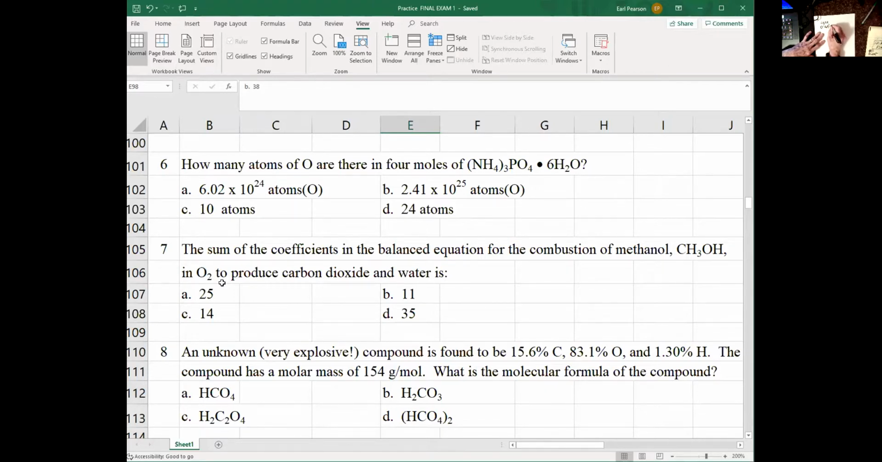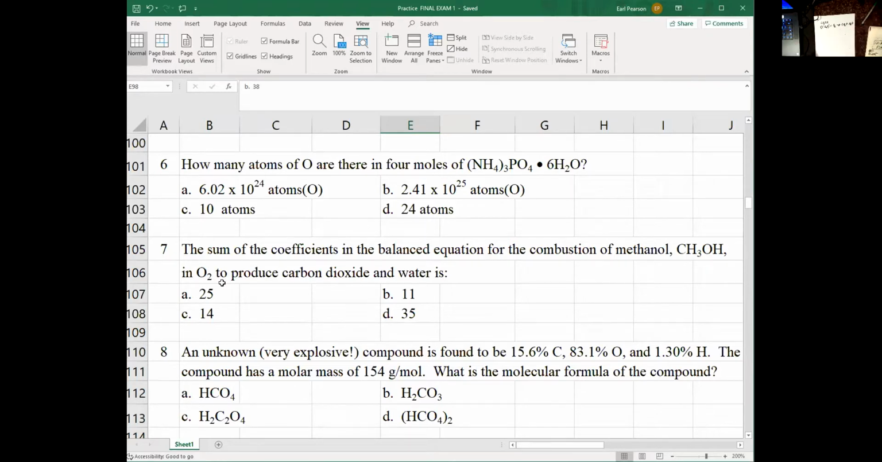Now, what do you get when you combust something? That means you're reacting it with oxygen. What do you get when you react a compound with oxygen? You get the oxide of each of its elements. So we're going to get CO2. And what's the oxide of hydrogen? Water, H2O.